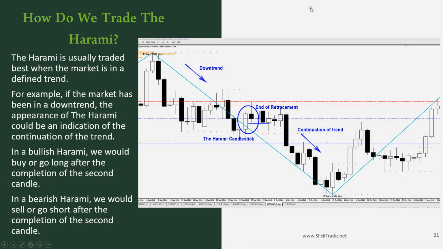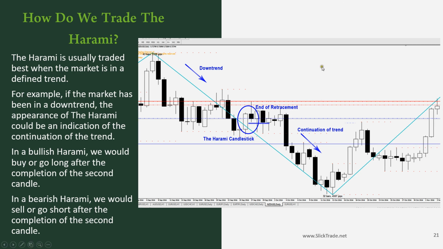So how do we trade the Harami? The Harami is usually traded best when the market is in a defined trend. For example, if the market has been in a downtrend, the appearance of the Harami could be an indication of the continuation of that downtrend. In a bullish Harami, we would buy or go long after the completion of the second candle, or that child candle, baby candle. In a bearish Harami, we would sell or go short after the completion of the second candle.